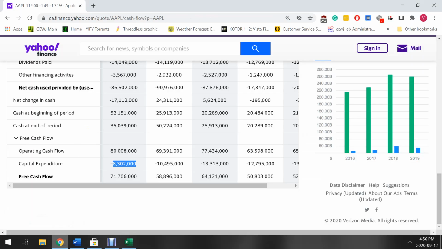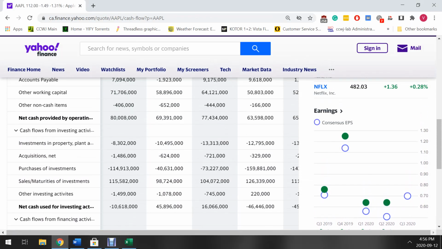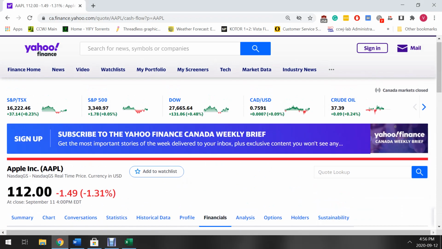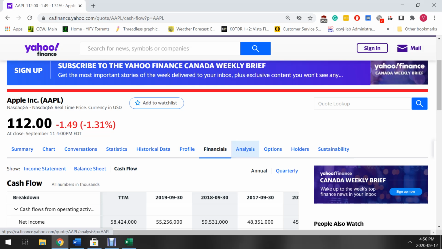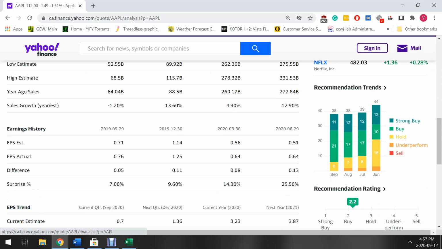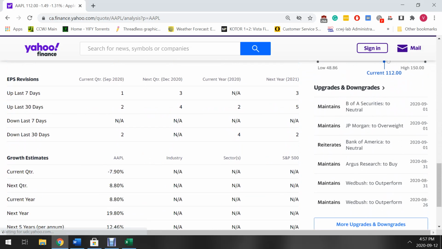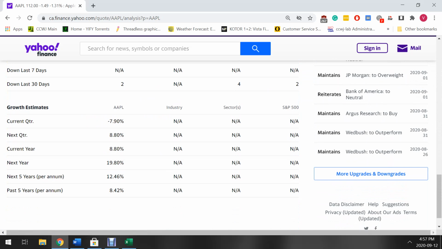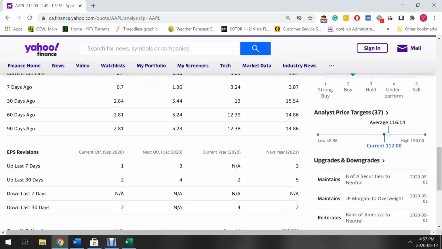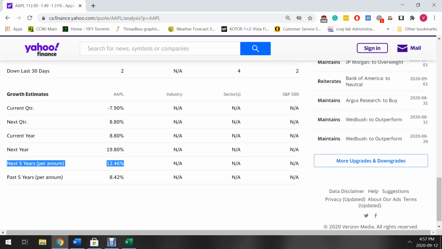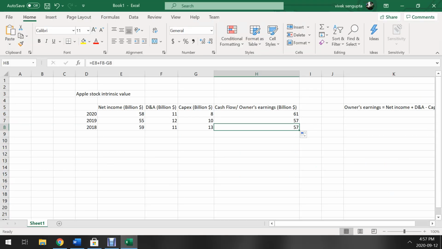Now what you can check is some analysis that Yahoo Finance already has. If you scroll down here, for the next 5 years they are predicting Apple to grow at 12.46%, right? So that's a good number. So what we are going to do is take this number, which is 61 billion.